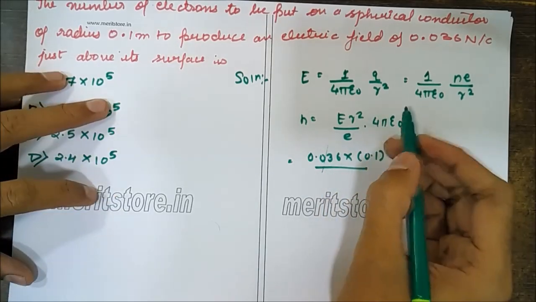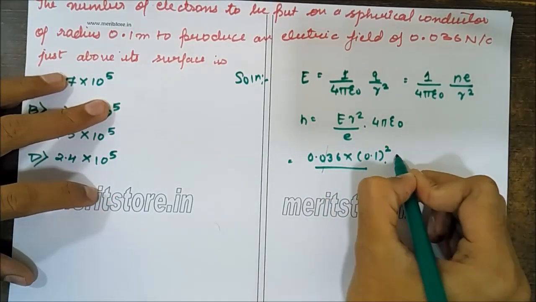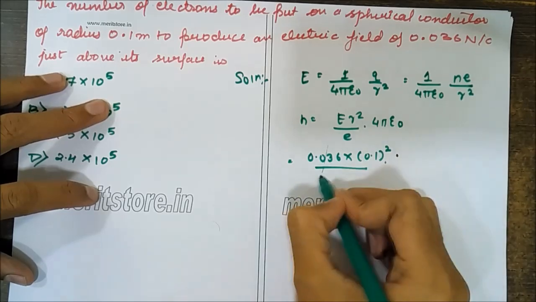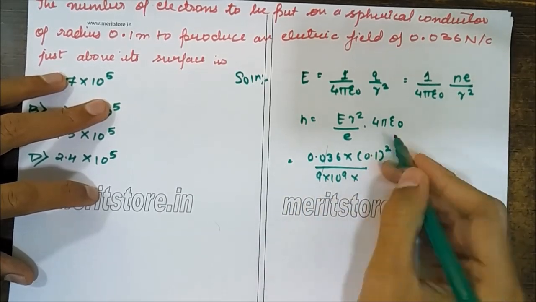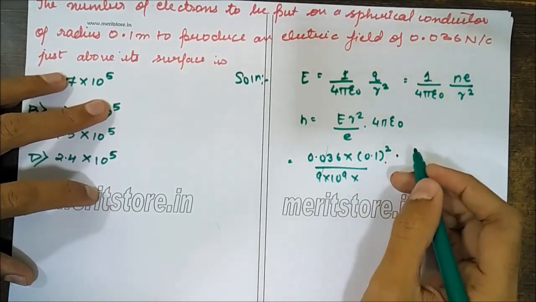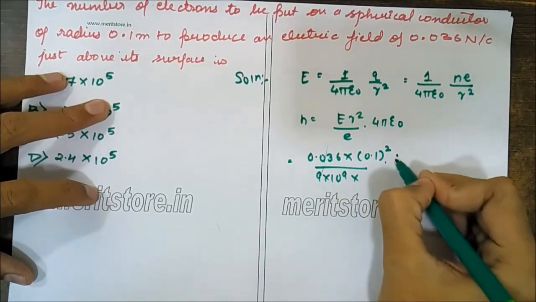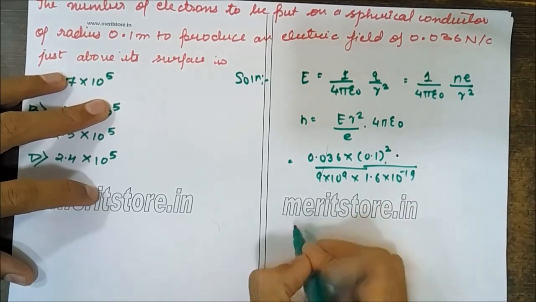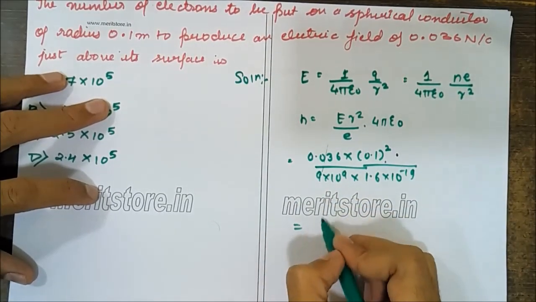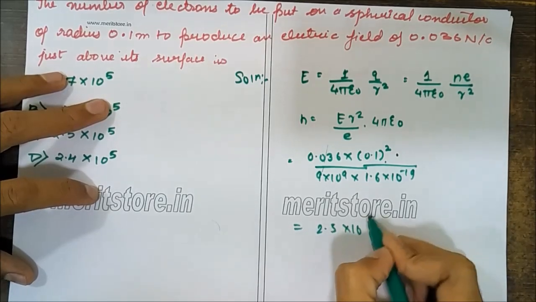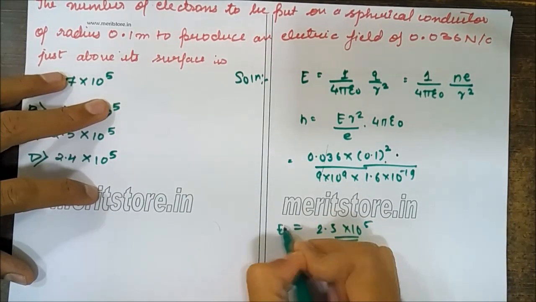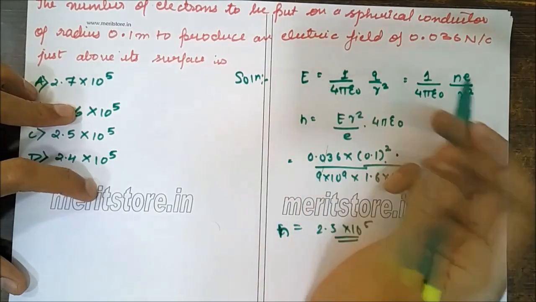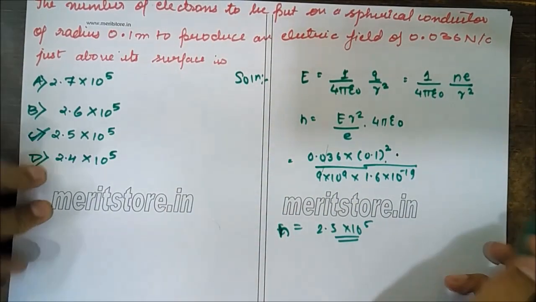Upon e, into 4πε₀, that will be 1 upon 4πε₀, which is 9 × 10^9, and E is 0.036. That is again 0.036, and the charge is 1.6 × 10^-19 coulomb. After solving all this, you get a value of about 2.5 × 10^5 number of electrons above the surface. So the correct option is C, 2.5 × 10^5.